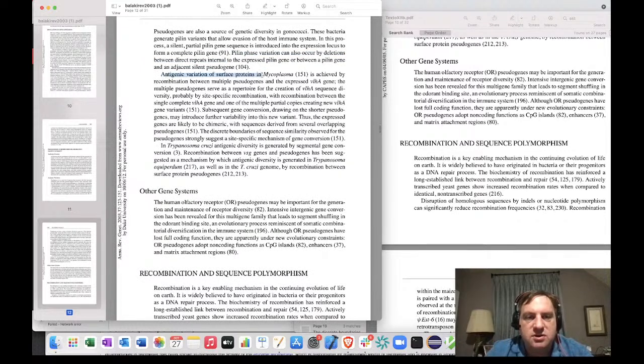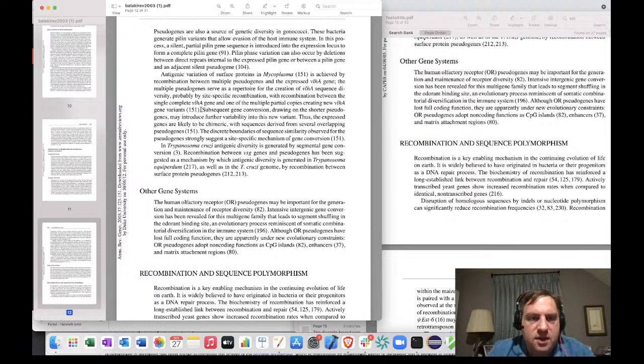So even more, antigenic variation of the surface proteins of mycoplasma is achieved by recombination between multiple pseudogenes and a single expressed VlhA gene. The multiple pseudogenes serve as a repertoire for the creation of VlhA sequence diversity, probably by site-specific recombination, with recombination between the single complete VlhA gene and one of the multiple partial copies, creating new VlhA gene variants.